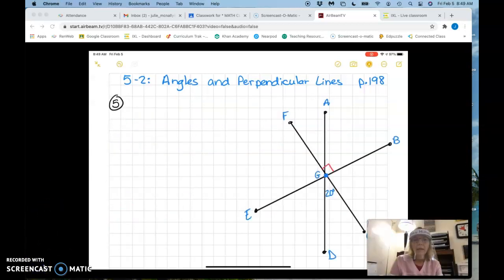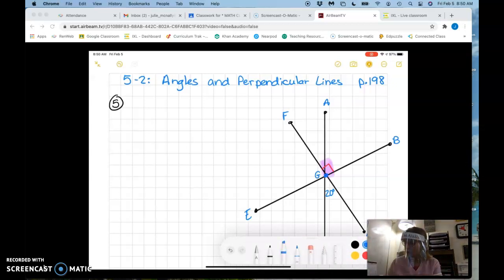Okay, so on number 5, it says, look at this figure that's in the book, and then name all the right angles. So I see one right angle right here, right? But remember I said if there's one, then all the rest of them that are connected are going to be right angles as well.